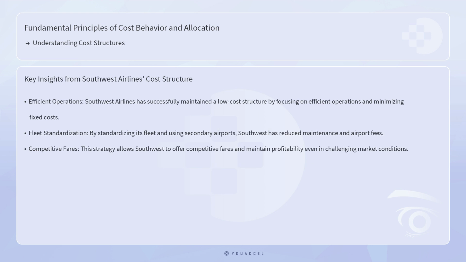Real-world examples further illustrate the importance of understanding cost structures. Consider the case of Southwest Airlines, which has successfully maintained a low-cost structure by focusing on efficient operations and minimizing fixed costs. By standardizing its fleet and using secondary airports, Southwest has reduced maintenance and airport fees, allowing it to offer competitive fares and maintain profitability even in challenging market conditions. This strategic understanding of cost behavior and allocation has been a key factor in Southwest's sustained success.